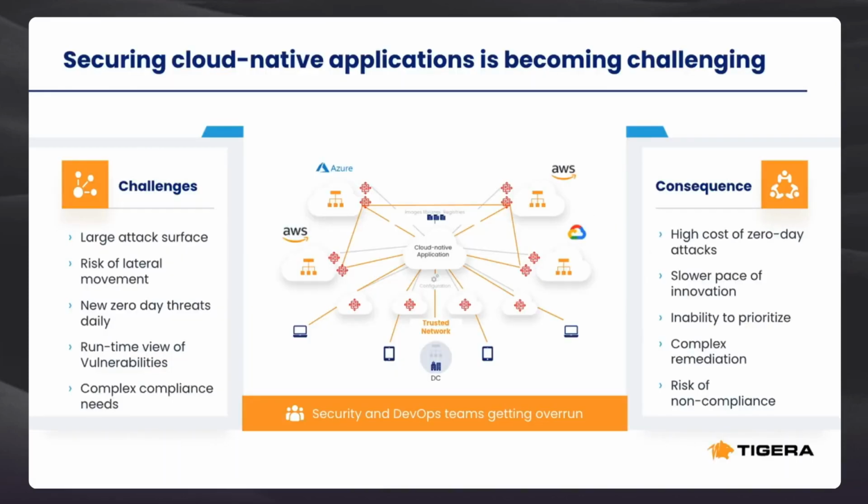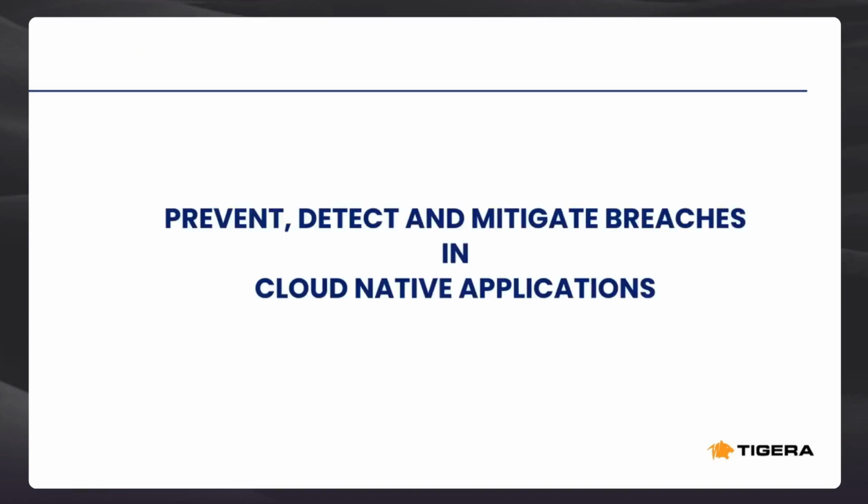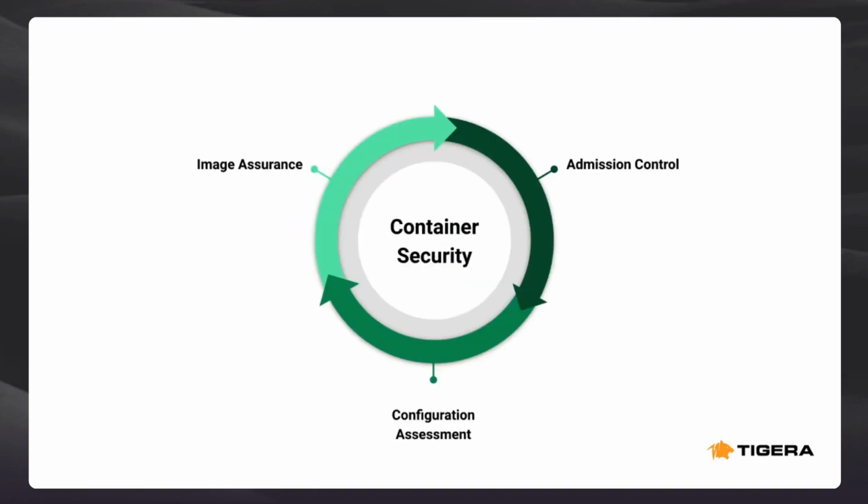Cloud-native applications can't be secured with the traditional security tools. You need a more active and granular level of security. Calico Cloud is an active cloud-native application protection platform that detects, prevents, and mitigates breaches in cloud-native applications. Let's look at how to secure your cloud-native environment at build time with Calico's container security.